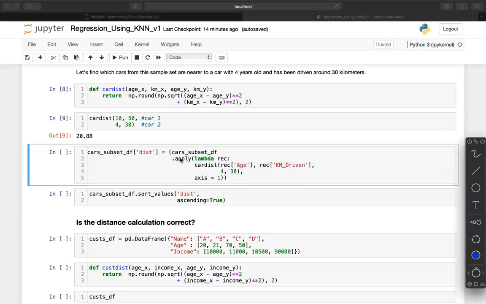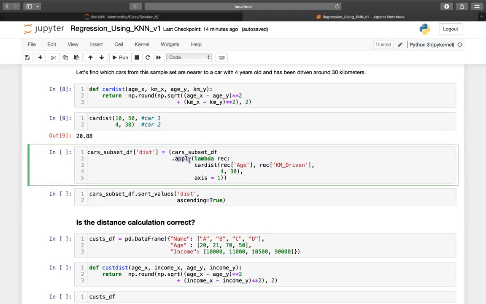So apply is a method which can be applied row-wise for a data frame. Take a data frame dot apply, and what it gets is a record. So you'll get each record of the cars subset of the data frame, and then we'll take the age and kilometers driven parameters and pass them to car distance, in comparison to the car that we want to measure the distance from, which is 4-year-old and has been driven 30,000 kilometers. And axis equal to 1 means we can apply the method row-wise or column-wise of data frames.